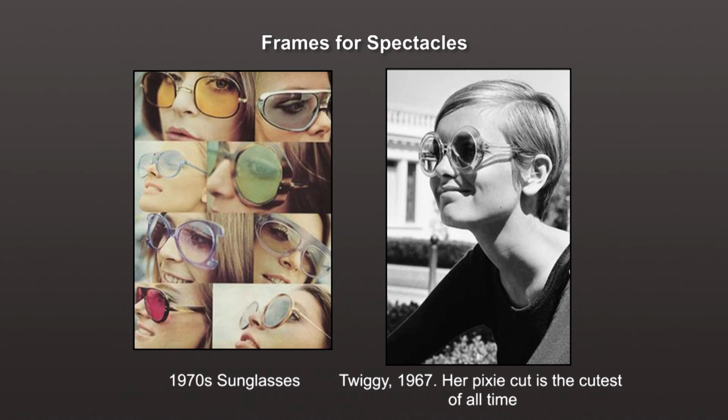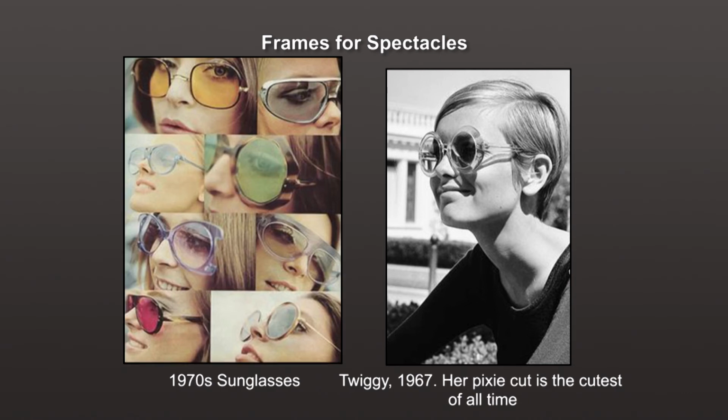The first picture shows big sized sunglasses of the 1970s. It is a collage of different glasses used in this period. We can see interesting shapes in different colors.